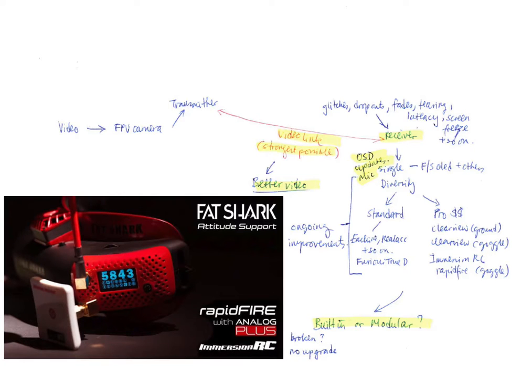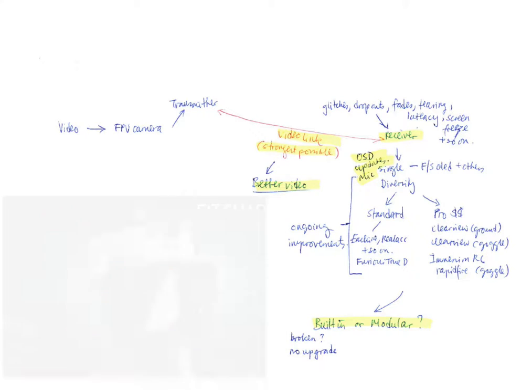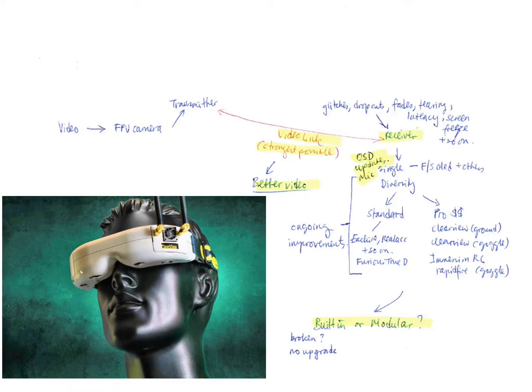This is the quest for a better video link, and because it's constantly changing, if you have a built-in receiver, your receiver is going to be outdated as soon as you buy it. If you have a built-in receiver, there are also other issues, like if it breaks down, you cannot replace it, and you cannot upgrade it. There may or may not be OSD there.